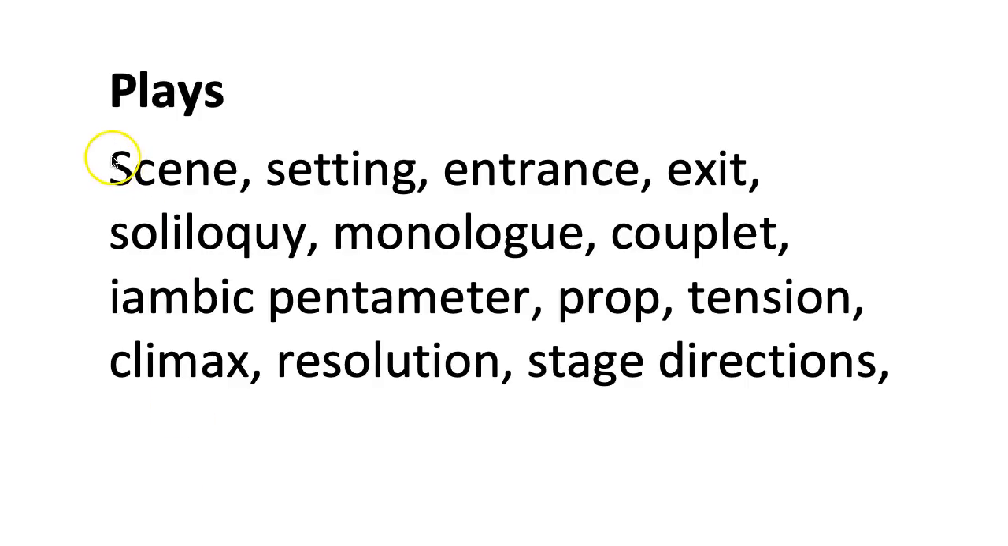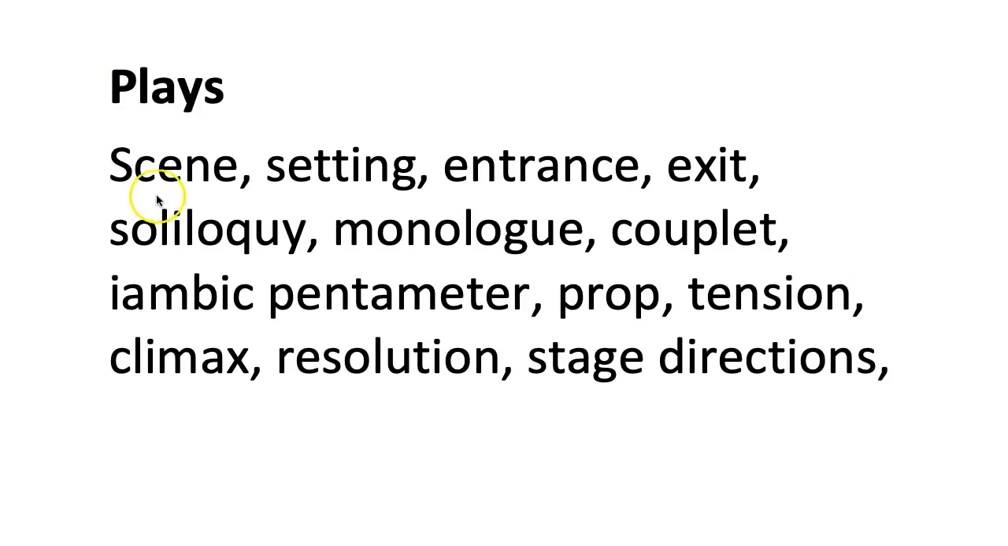And then we have the grade 6 words that you need for each kind of text. So for plays, you want to be using these words: scene, setting, entrance and exit, soliloquy, monologue, couplet, iambic pentameter, prop, tension, climax, resolution, and stage directions. And not only will you get the marks for using these words accurately, they will also lead you to write something meaningful about the author's purpose. So just imagine if you started writing about why a character exits at the moment that they do. That's actually a high grade skill. Let me give you an example.